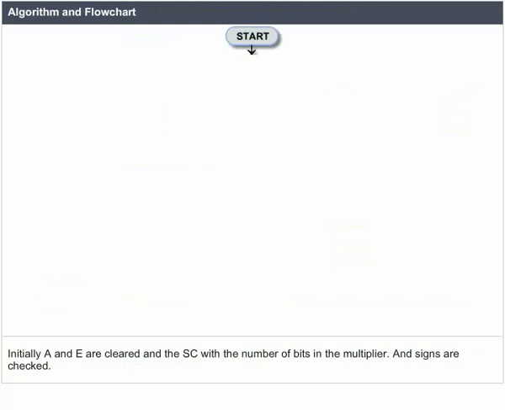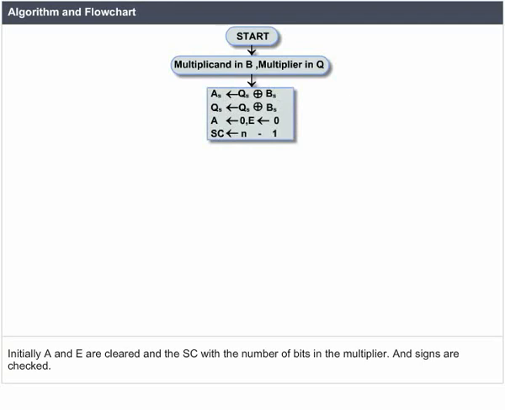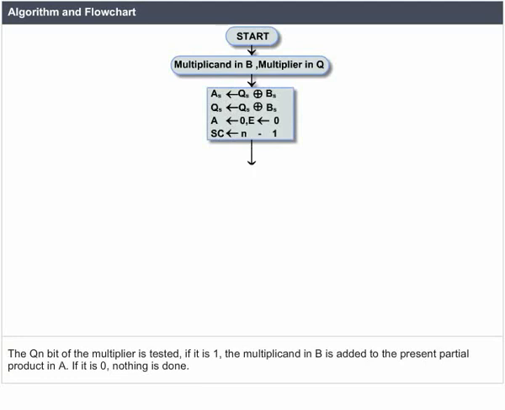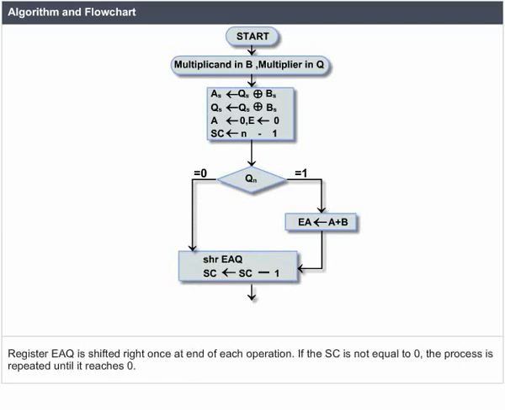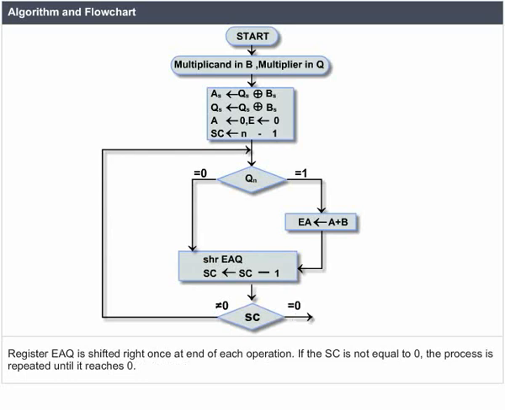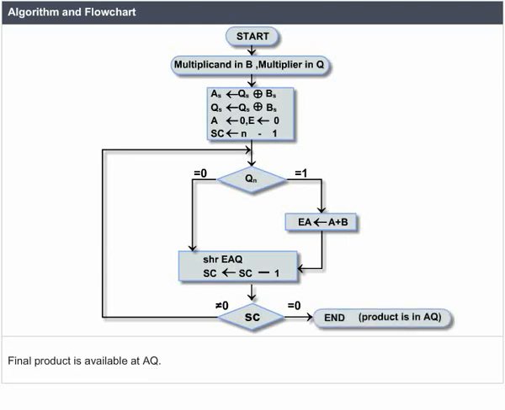Algorithm and flowchart. Initially, A and E are cleared and the SC is set to the number of bits in the multiplier, and signs are checked. The QN bit of the multiplier is tested. If it is 1, the multiplicand in B is added to the present partial product in A. If it is 0, nothing is done. Register EAQ is shifted right once at the end of each operation. If the SC is not equal to 0, the process is repeated until it reaches 0. The final product is available in AQ.